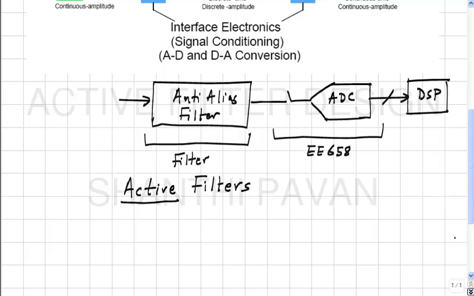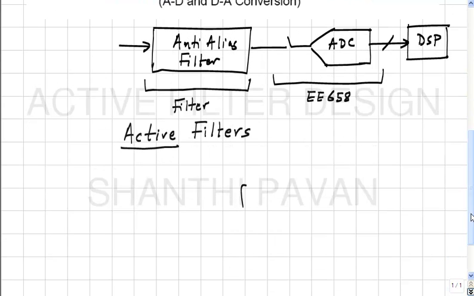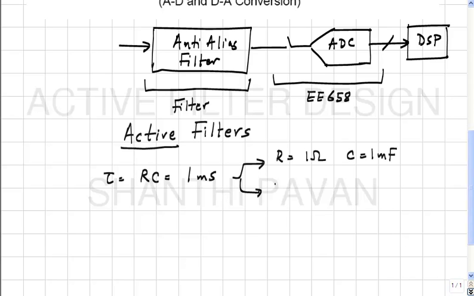For example, what I am getting at is that you can realize tau, which is RC, in, let's say for example, 1 millisecond in many ways. One is to choose R as 1 ohm and C as 1 millifarad, or choose R as 1 kilo ohm and C as 1 microfarad, or choose R as 1 mega ohm and C as 1 nanofarad, right, or any other permutation combination thereof.